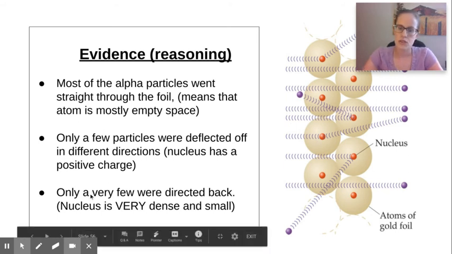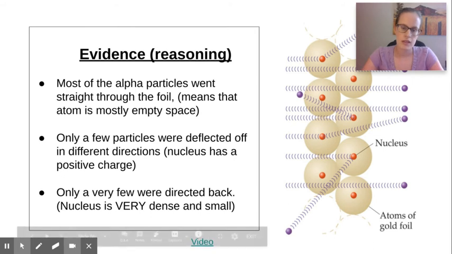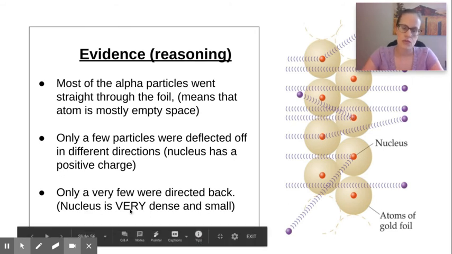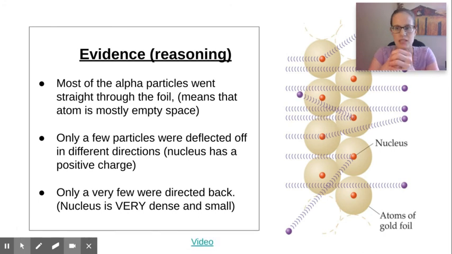Only very few of those alpha particles go straight back. That means that the nucleus is very dense. You can't move it. It's a very high concentration of mass. That's how I worded it before, but that definition of a high concentration of mass is very dense. And it's very, very small.